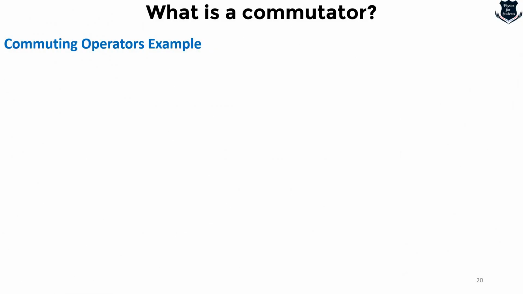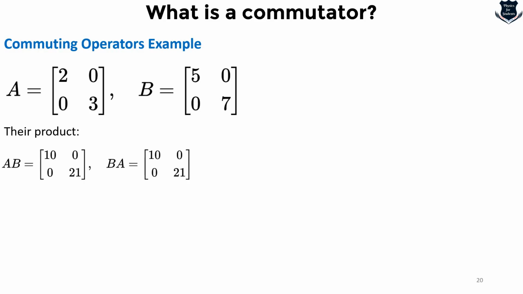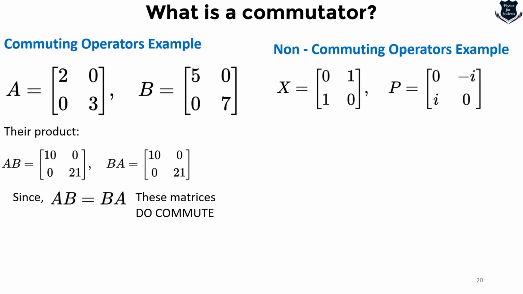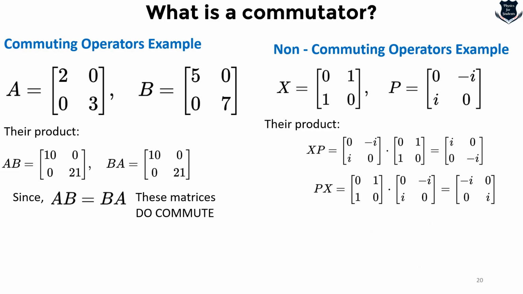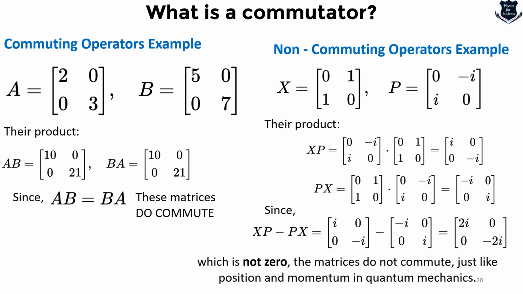We can also look at commutators in the case of matrix operations. So for example, we take matrices A and B like this. We take a product of AB and BA. So here you can see that AB equals BA. So what it tells us is that these matrices do commute. And if we take a non-commuting example, for example, this matrix, we take a product and then we actually do the subtraction. Here you can see that it is not 0 because the matrices do not commute. It is a similar example to position and momentum in quantum mechanics, which do not commute. So this is an example with matrices.